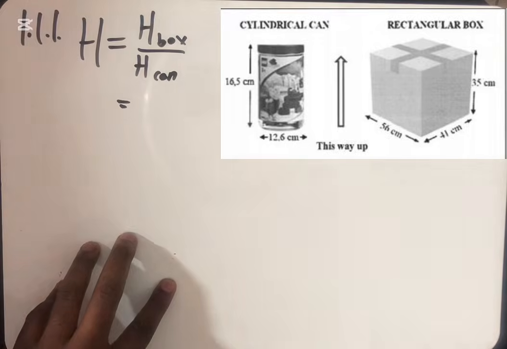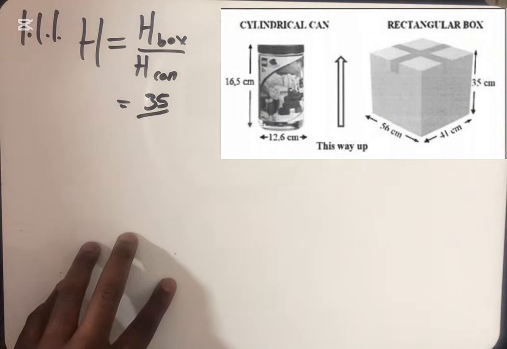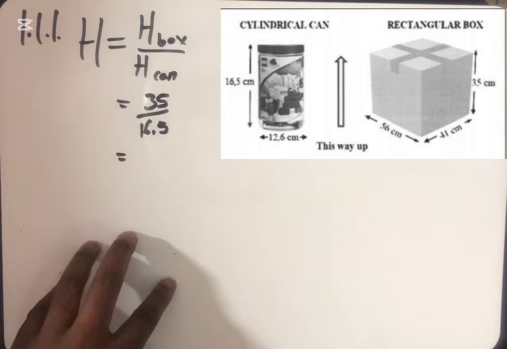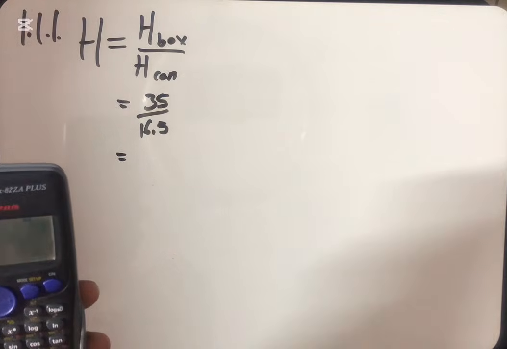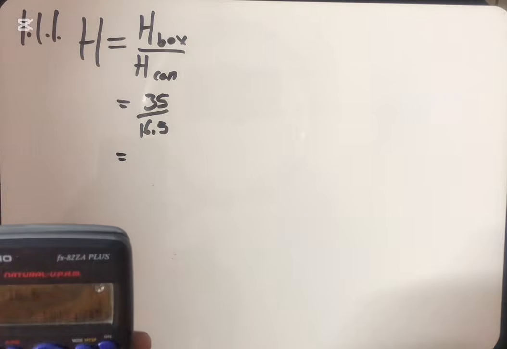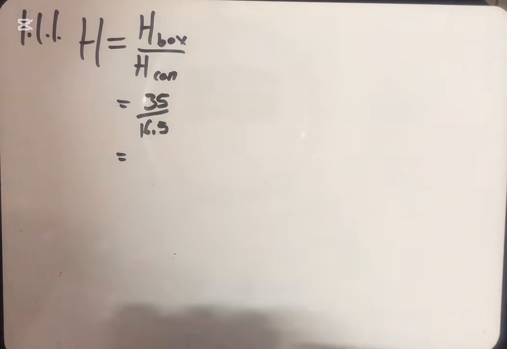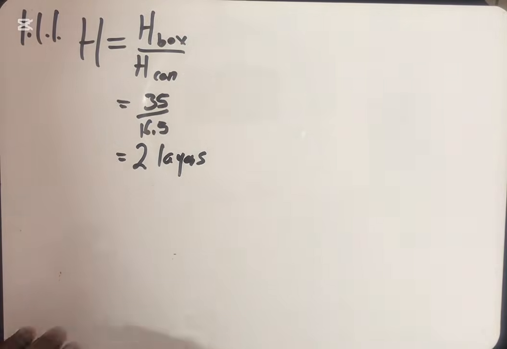In this case, the height of a box is given as 35. Height of a can, it is 16.5, I mean. Then we use a calculator. We are going to determine the layers here. 35 divided by 16.5. We found that our answer is 2.12121212. You should not forget, when we are dealing with packaging, we always round down, meaning that our answer here is 2 layers.